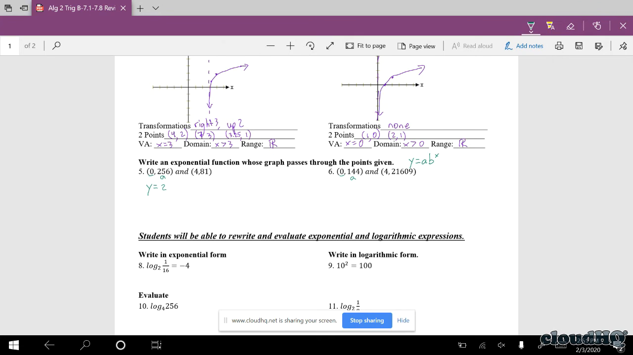So y is equal to 256 times b to the power of x. And then over here you have an x and a y, so you're going to plug that in so that we can figure out what this b value is. 81 equals 256 times b to the power of 4. Divide away the 256.